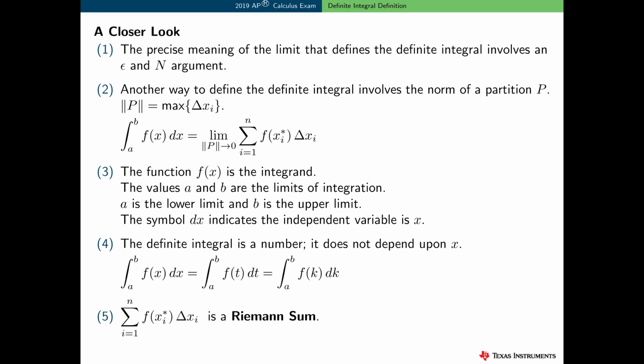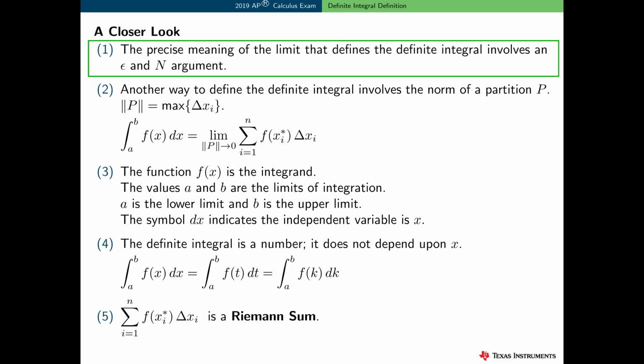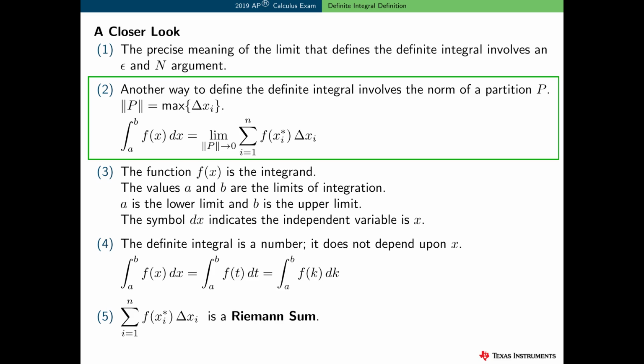Let's take a closer look at this definition. The precise meaning of the limit that defines the definite integral involves an epsilon-delta type argument involving epsilon and n. It starts, for every epsilon greater than 0, there exists an integer n. Now, I'm not going to discuss this in detail, but I think you should be aware of this strict definition. Another way to define the definite integral involves the norm of the partition. The norm of a partition is the largest value from among the delta x sub i's. And here's what the definition looks like involving the norm of p.